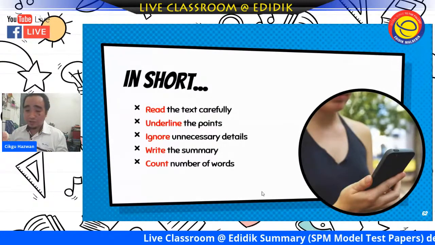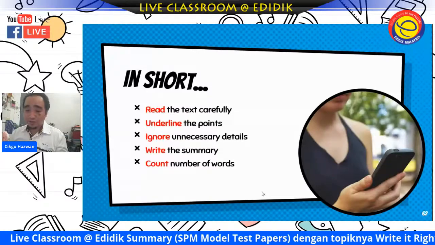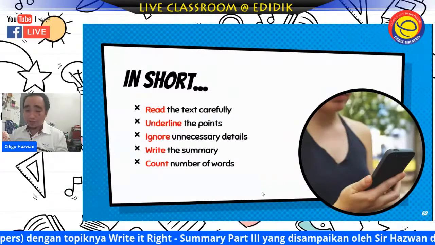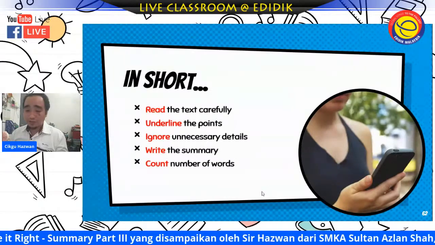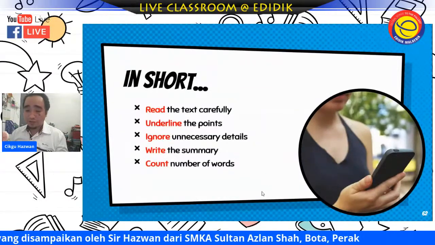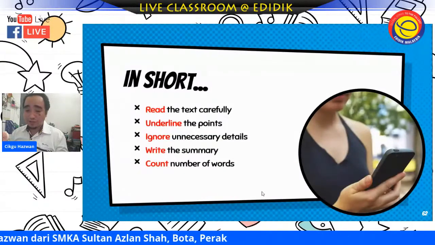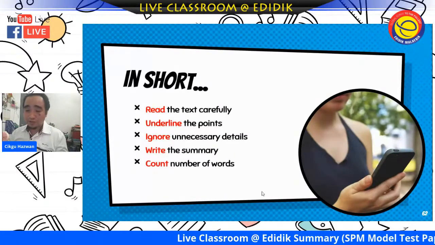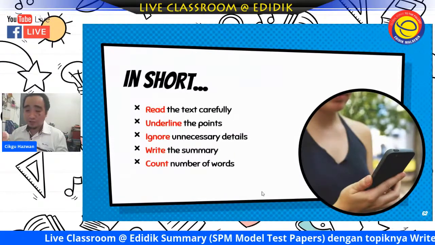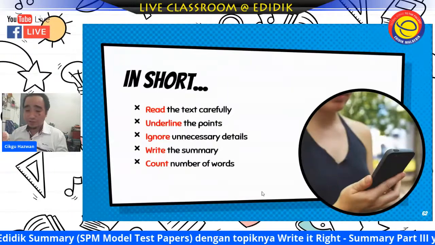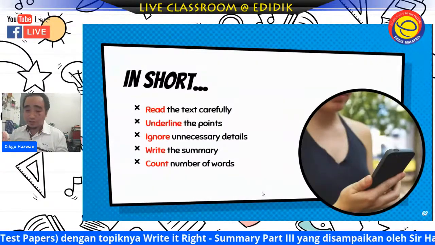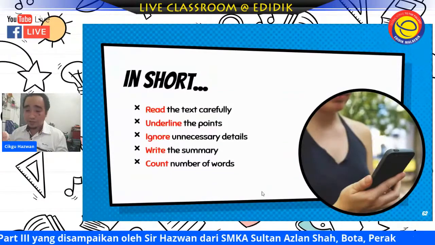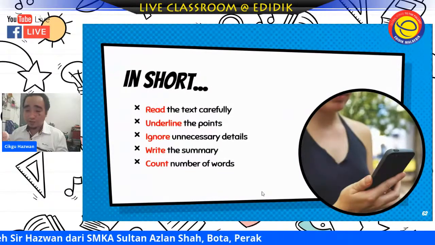So we are going to sum up what we are doing right now, so that everybody is on the right track. In short, what we are doing today is to make sure that when doing your summary, you read the text carefully, underline the points, ignore unnecessary details, write the summary, and count the number of words. That is very important. Teach story summary next time, please. Story summary. Okay.